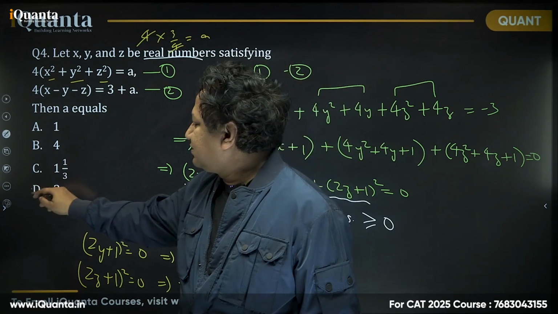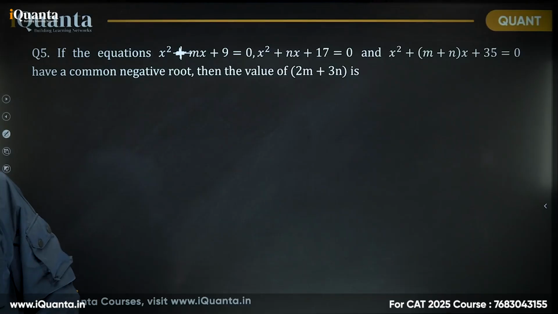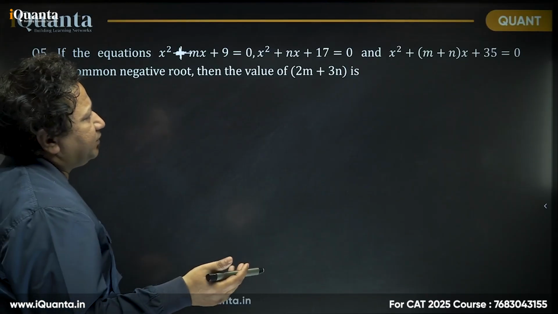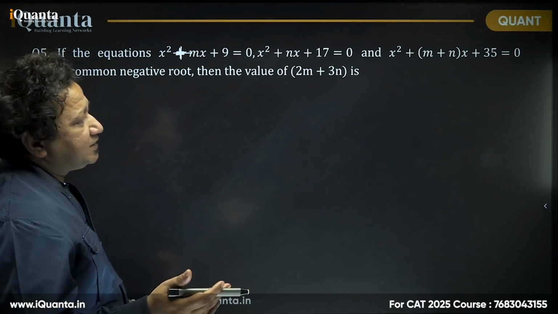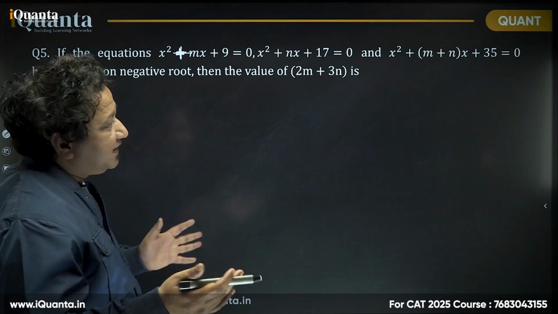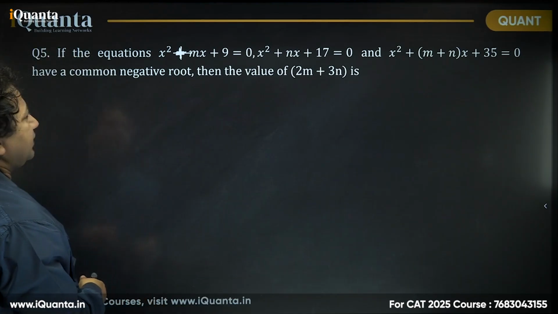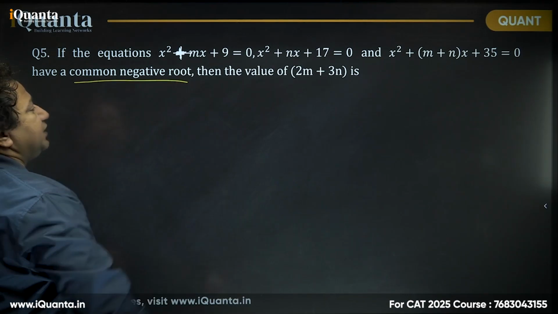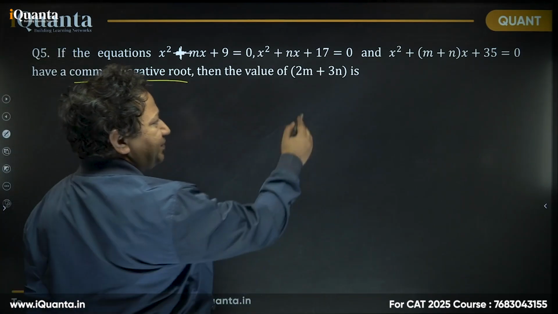That is 3. This question says: if the equations x² + mx + 9 = 0, x² + nx + 17 = 0, and x² + (m + n)x + 35 = 0 have a common negative root, all right, have a common negative root, what is the value of 2m + 3n?